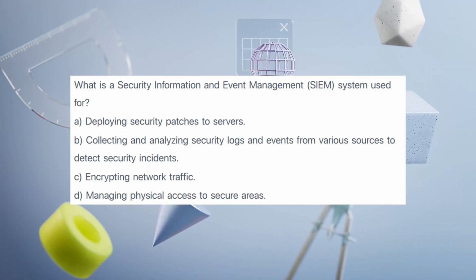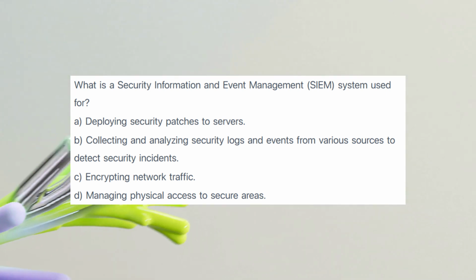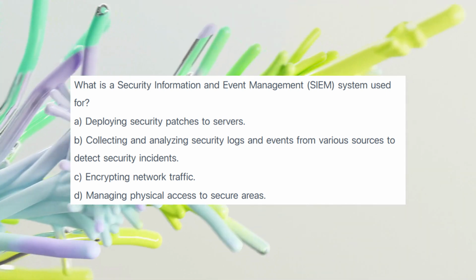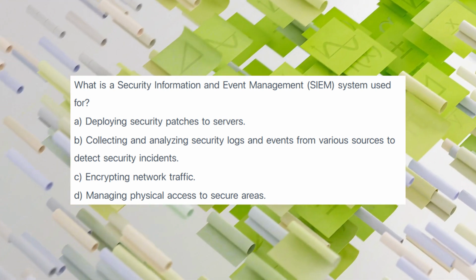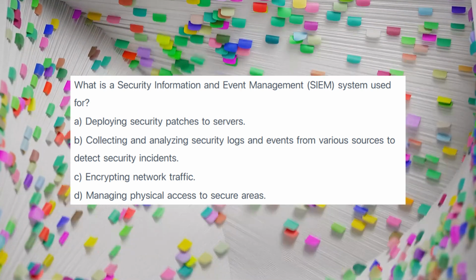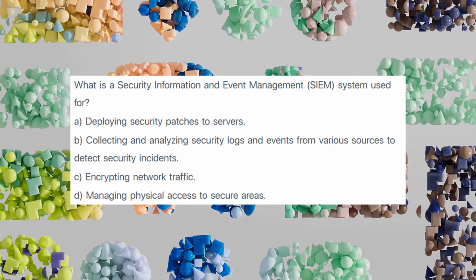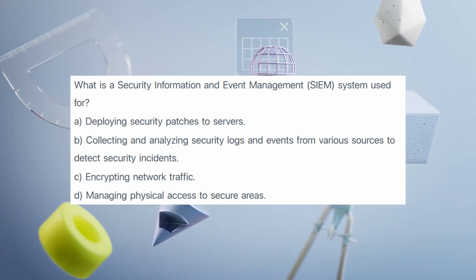What is a security information and event management, SIEM, system used for? A. Deploying security patches to servers. B. Collecting and analyzing security logs and events from various sources to detect security incidents. C. Encrypting network traffic. D. Managing physical access to secure areas. Take a moment to think.